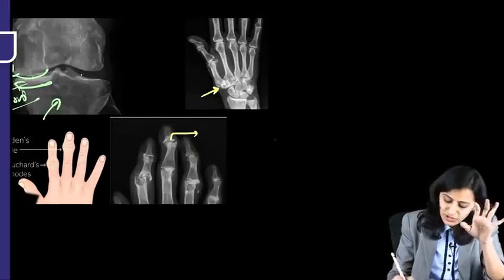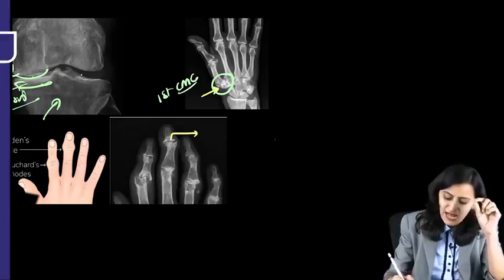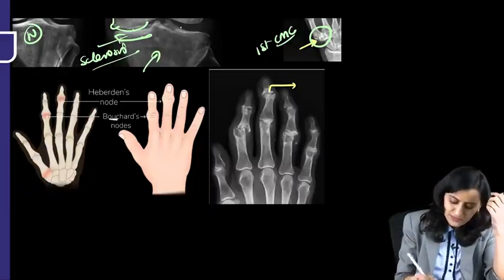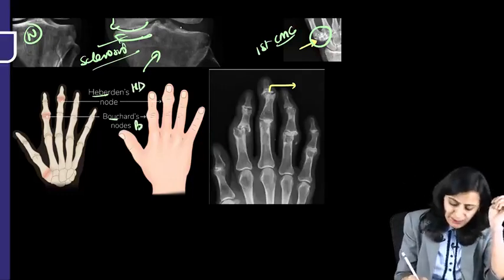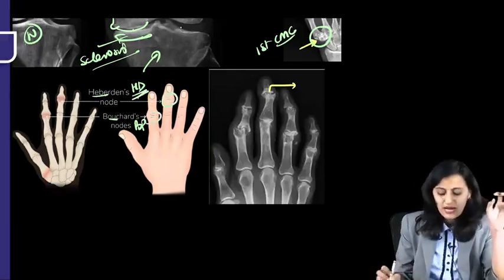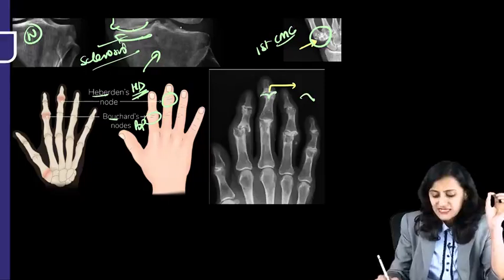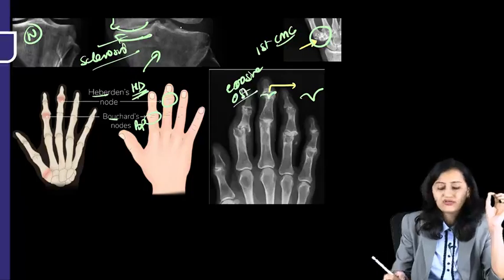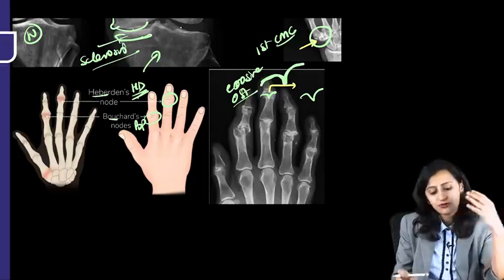In the hand, the common joint involved by osteoarthritis is the first CMC joint, the first carpo-metacarpal joint. The nodes that we can see in the fingers, proximal are the Bouchard's and distal are the Heberden's. So remember, it is HDBP, high definition BP. That is, Heberden's are distal and Bouchard's are proximal. Now, when you see erosions in osteoarthritis which give the seagull or gull wing appearance, this is a feature of erosive osteoarthritis, the atypical form.